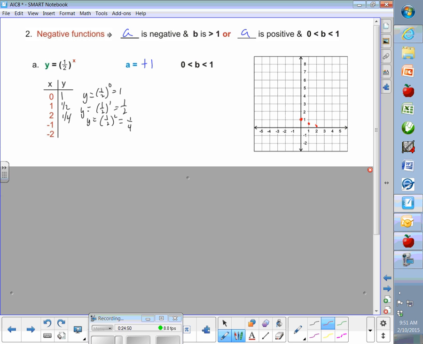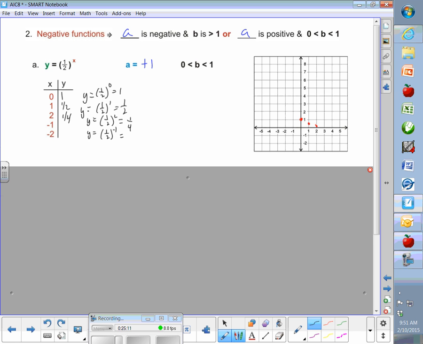Well, remember, I said these are negative functions. So look, don't we know what's happening here? It's bottoming out. I need some stuff over here. So I'm going to do the next value to the left. I'm going to do -1. y equals 1/2 to the -1.